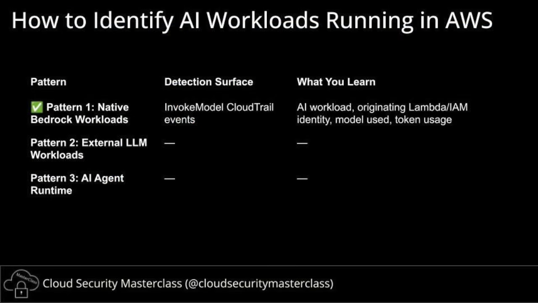So let's summarize what we have learned from this pattern. For workloads using Amazon Bedrock directly, CloudTrail already provides an excellent detection surface. By looking at invoke model events, you can identify AI workloads, attribute them back to the Lambda function that made that call, determine which foundation model was used, and even collect useful metadata like token counts. Native Bedrock workloads are therefore one of the easiest AI deployment patterns for cloud security teams to discover.